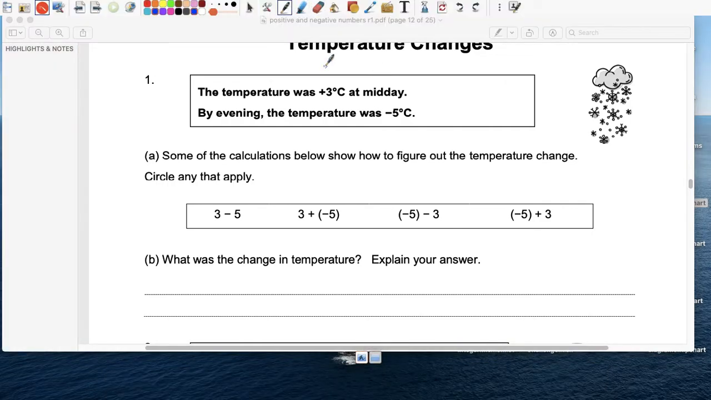Start. The temperature at midday was 3 Celsius, positive 3 Celsius. By evening, the temperature was -5 Celsius. So here is how I would think about this. Here's positive 3 plus something over here, and now it's -5. Right? So how do we find that change?